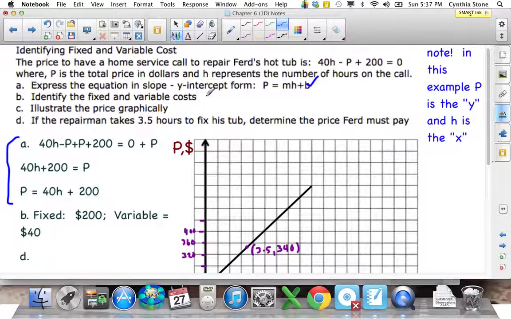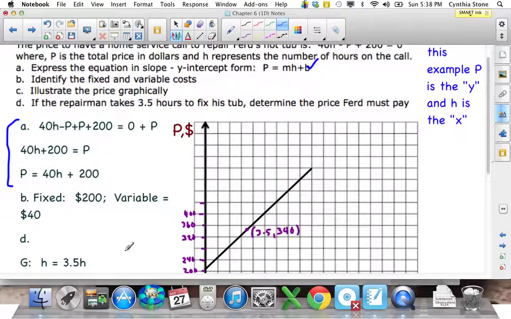Identify the fixed and variable costs. So fixed is what you pay no matter what. So for this service person to show up, you pay $200, right? So even if H is 0, you still have the price is $200. That's what the fixed is. It's the y-intercept. The variable is the rate that you pay, which is $40 an hour, so 40. Okay? So that's fixed and variable. Pretty easy. Fixed is the y-intercept, variable is the slope, is the short answer.